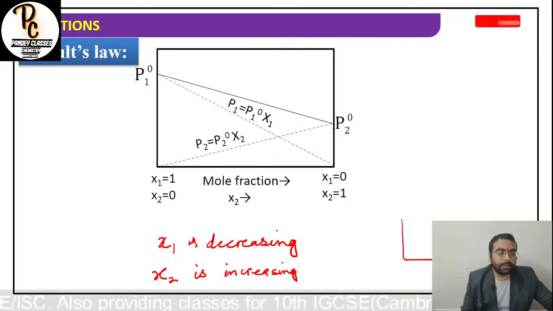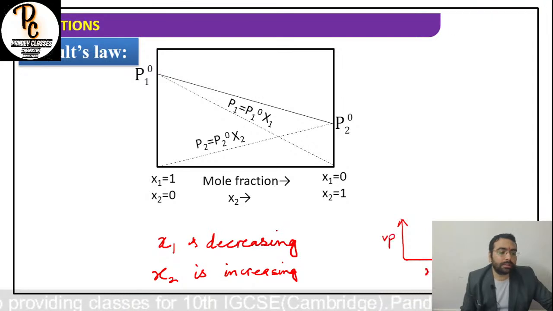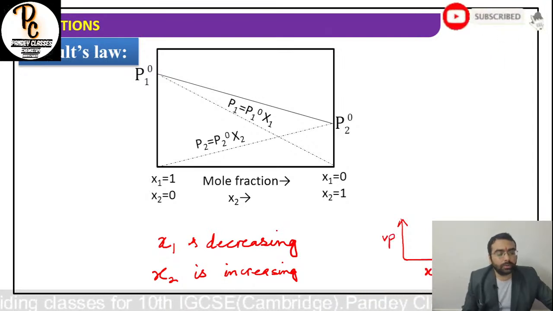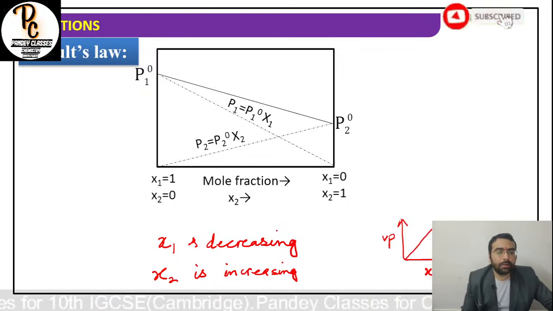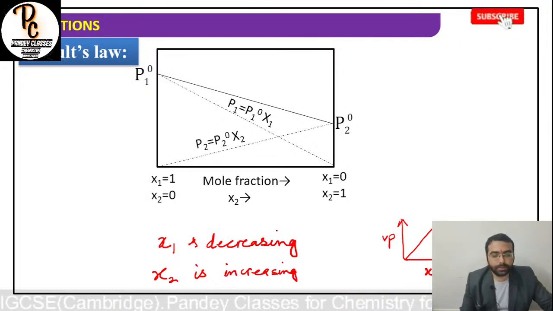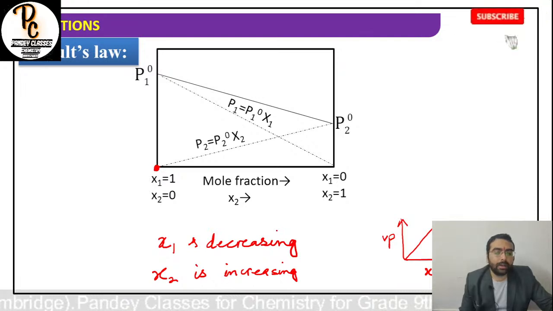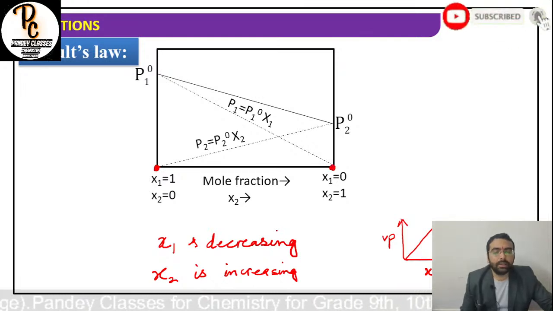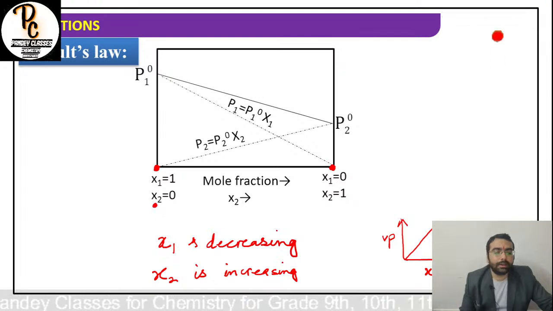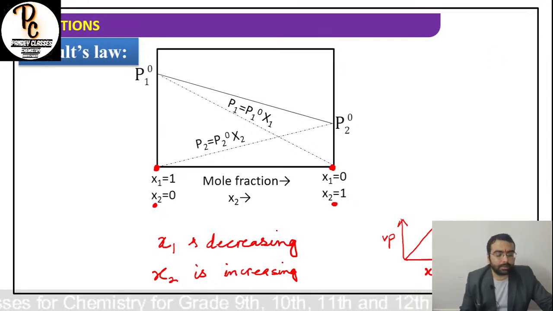Suppose this is vapor pressure. On this axis we have drawn vapor pressure, and on this axis we are drawing mole fraction. So this linear change is like this only. Here also the linear change is shown. This is chi1. Chi1 is maximum, and while moving from left to right, chi1 is decreasing. Chi2 is least, and while moving from left to right, its value becomes maximum, right?